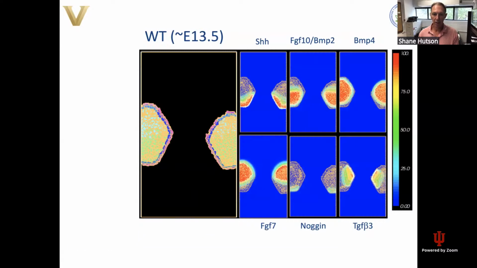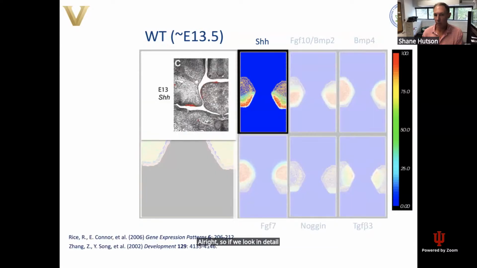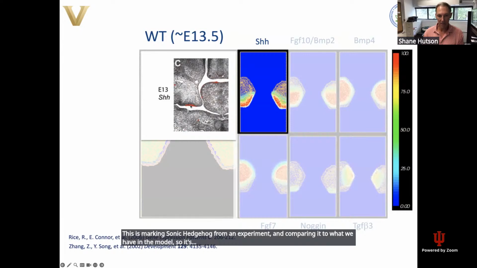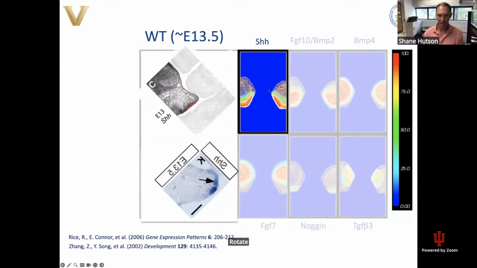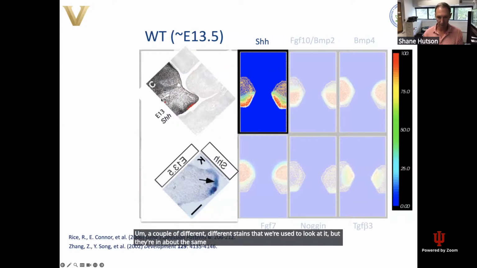All right. So if we look in detail and compare this to what we see in experiments, this is marking sonic hedgehog from an experiment and comparing it to what we have in the model. So it's in the epithelium and in particular on the oral side of the epithelium as we have it here. Rotate this a little bit so we can match it up. A couple of different stains were used to look at it, but they're in about the same pattern as we have in the model.